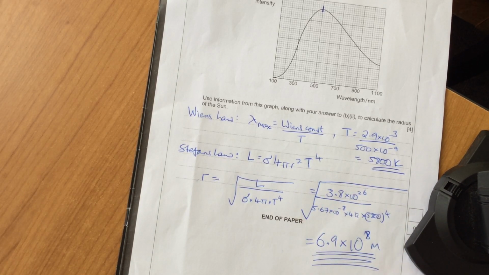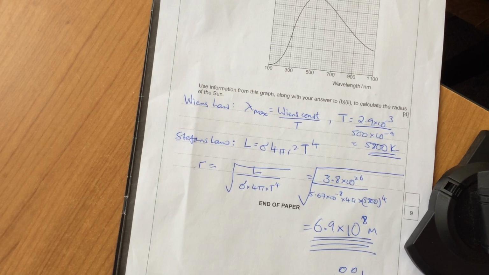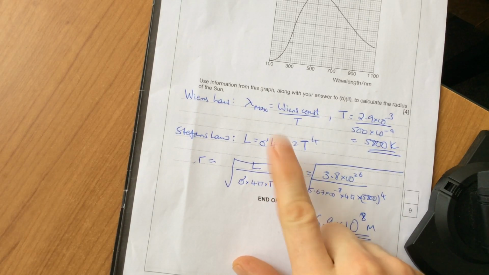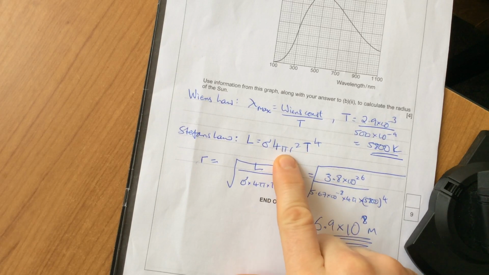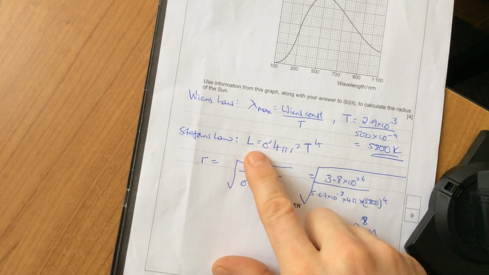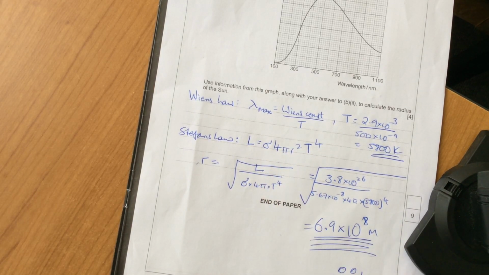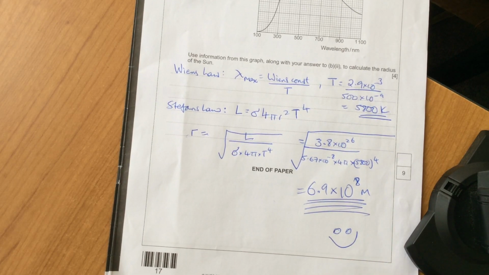Put all the numbers in, press the buttons, and it comes out to 6.9 times 10 to the 8 meters. Be careful, sometimes they will ask for the diameter. Don't forget to double it at the end if they do ask for the diameter. Sometimes they give you the diameter and they ask you to work out the temperature, etc. Don't forget it's radius that is involved here, because this is effectively the surface area. Luminosity is sigma times area times T to the 4, and the area of a sphere is 4 pi r squared. Pretty decent stars question. I even put a smiley face. Happy days.